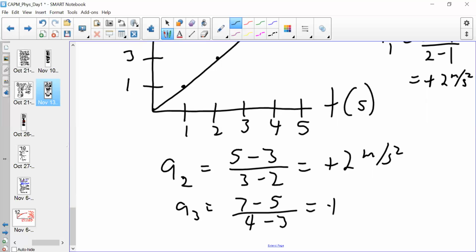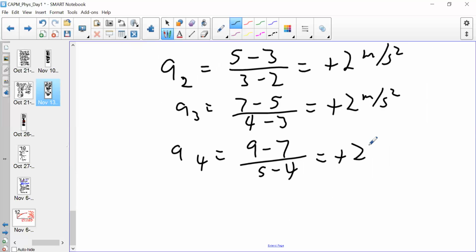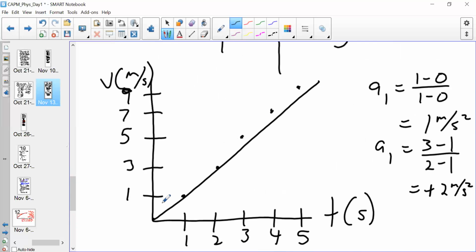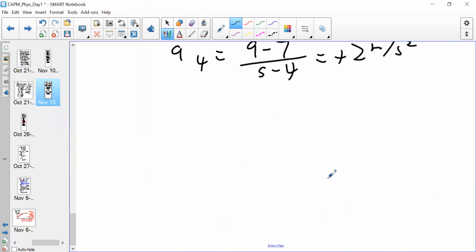All right. And A4. Yeah, 9 minus 7. Because again, we know the slope is constant. One constant value, that's going to be a horizontal line, no breakage. There was no starting and stopping. It's continuously rising at a constant rate of 2 meters per second squared. And so that goes for all time.